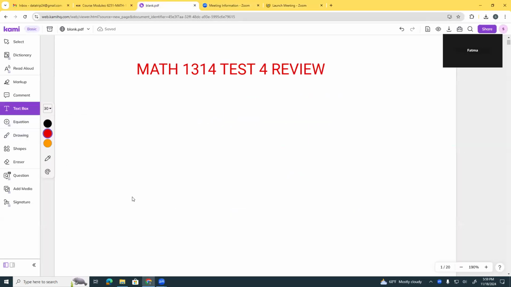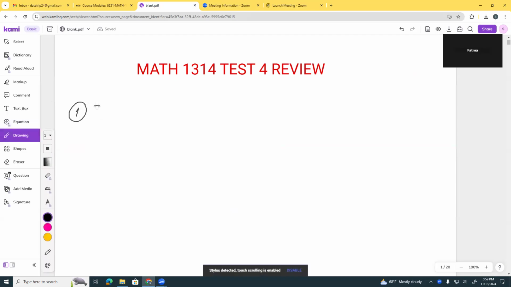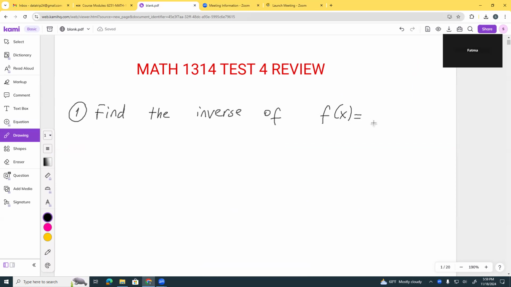Okay, so let's get started. The first question on the test is very easy. It's from lesson 4.1. What they're going to tell you is, you're going to find the inverse of f of x is equal to 2 over 5x plus 24. This is the question on the test, the first question.